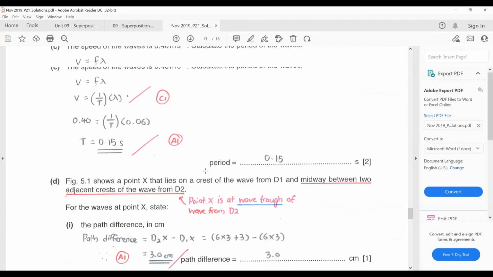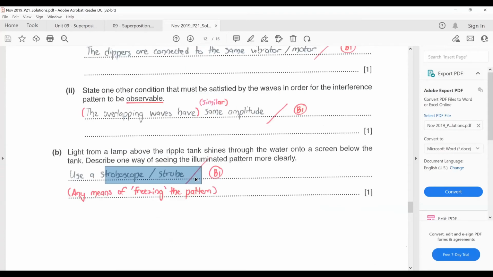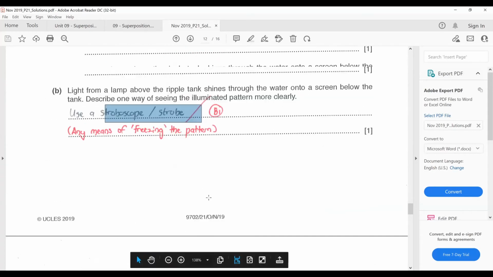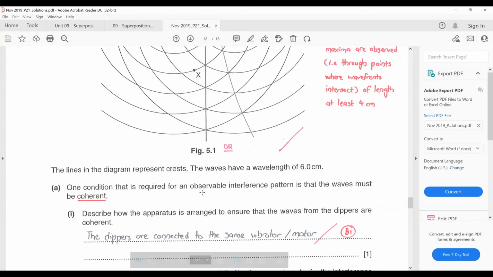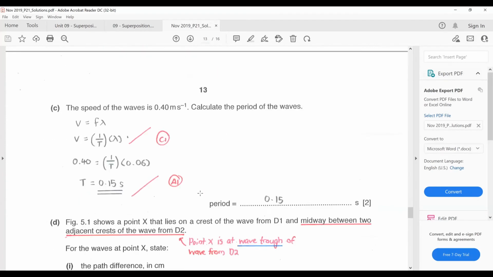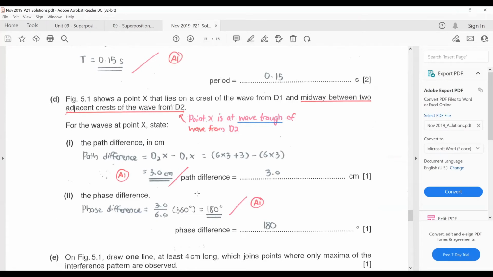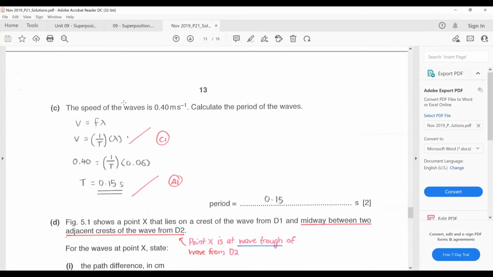So the last little thing that we need to do before I give you guys a short break is this. Now, look at part C. The speed of the waves is 0.4 meter per second. Calculate the period of the waves. You can just use v = fλ. Frequency is actually 1 over T.